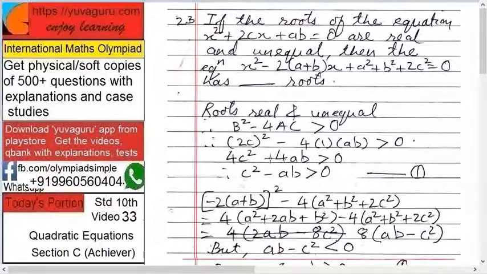Now check this similarly, b square minus 4ac for the second equation. Here we don't know whether it's greater than or equal to or less than 0. We have to check.